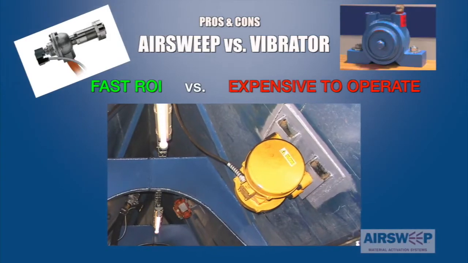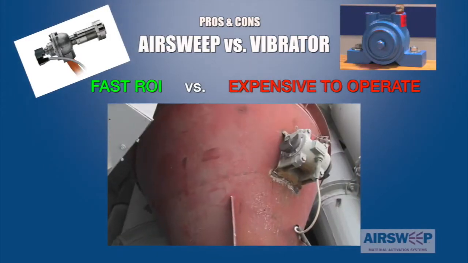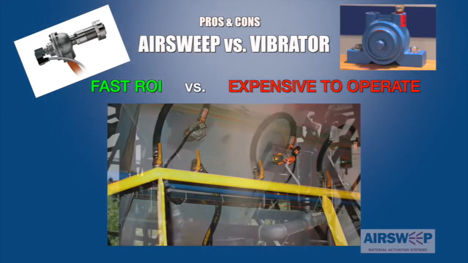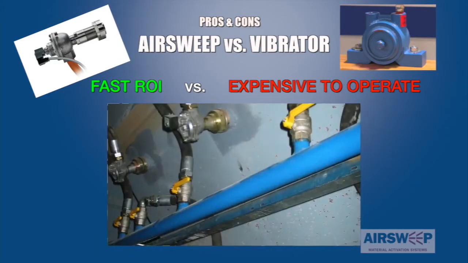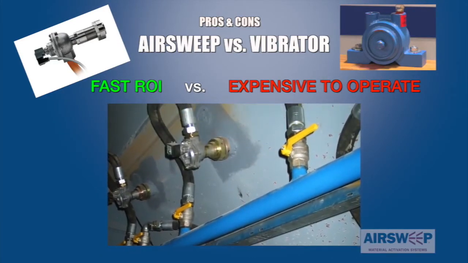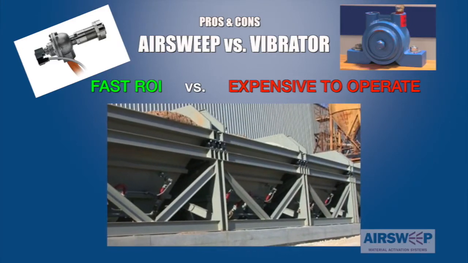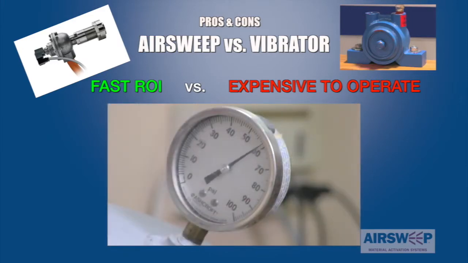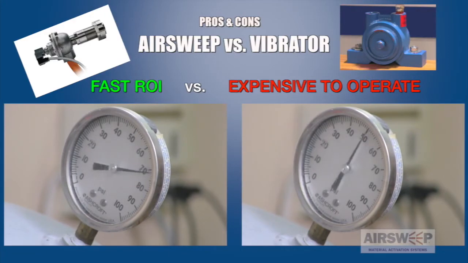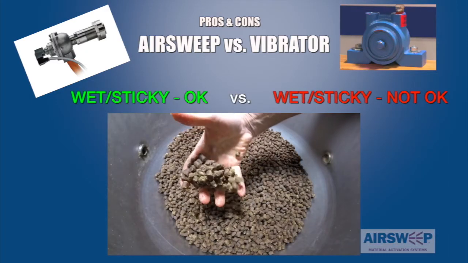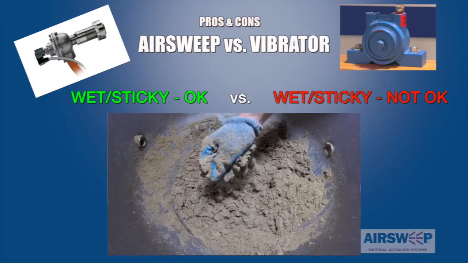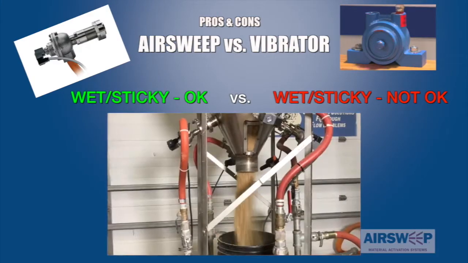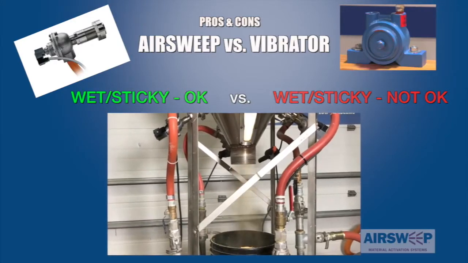While it may seem more cost-effective to install a single vibrator versus a typical AirSweep system with multiple components, the advantage of the AirSweep system quickly outweighs the initial cost and provides a fast return on investment. The utilities cost of a constantly running vibrator far outpaces the cost of the intermittent pulsing of the AirSweep system, allowing the AirSweep system to quickly recapture the initial implementation costs. The AirSweep system also outperforms the vibrator on wet, sticky, and stringy products, resulting in increased process productivity.